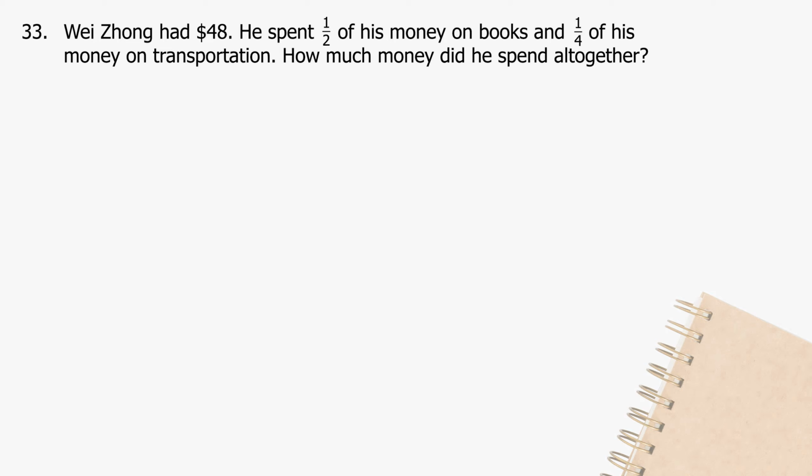Question 33. Wei Zhong had $48. He spent 1/2 of his money on books, and 1/4 of his money on transportation. How much money did he spend altogether?